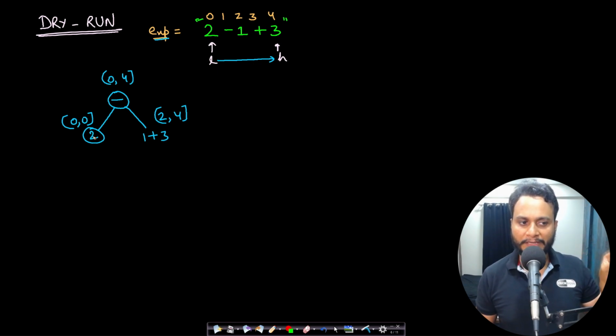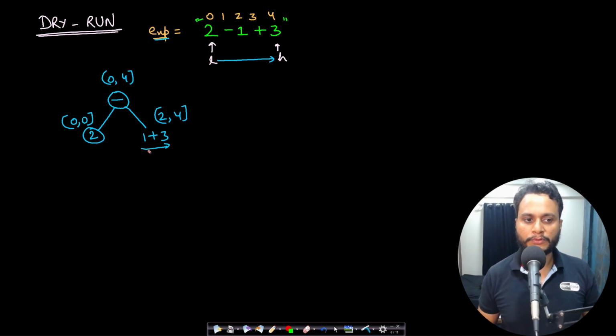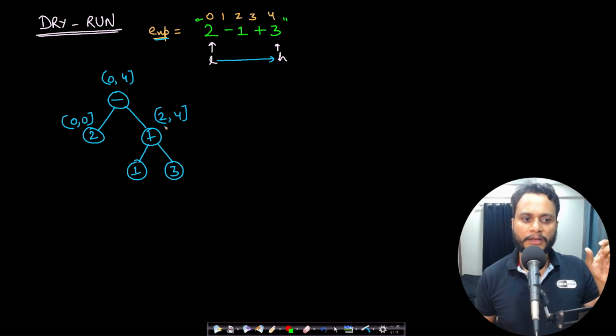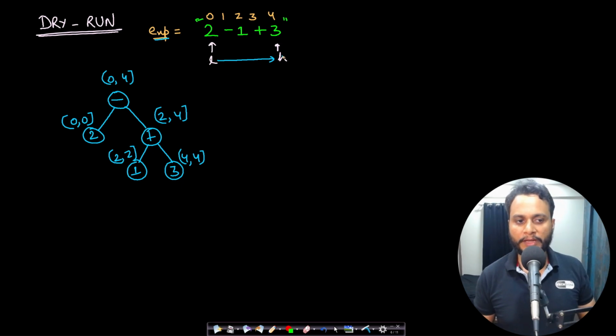Now on the left hand side it is a base case, on the right hand side you have a plus. So if you iterate again, you will have a plus, and you will have to actually divide at this point. So now the plus will come here, and on the left side you will have 1, and on the right side you will have 3. When you divide it, on the left side the range will be from 2 to 2, and the right hand side will be a range from 4 to 4. Okay, so these are all the sub problems which are occurring based on the range of low and high.